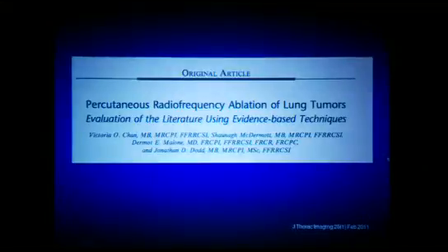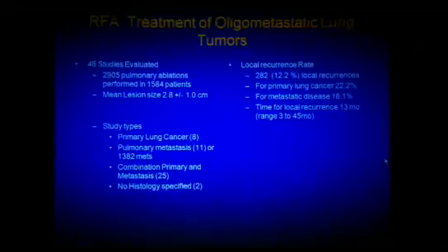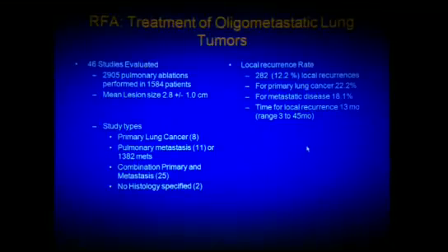Looking at evidence-based basis for evaluation of the literature, looking at RF ablation of lung tumors. It was recently published. 46 studies were evaluated. Over 2,000, actually nearly 3,000 pulmonary ablations were performed, mean size of 2.8 centimeters. We looked at lung carcinoma, pulmonary metastasis, a combination of those. Some of those didn't have histologies specified.